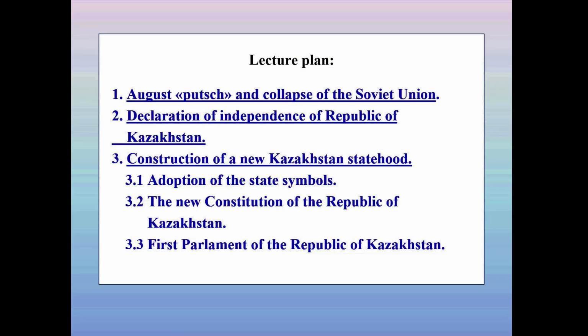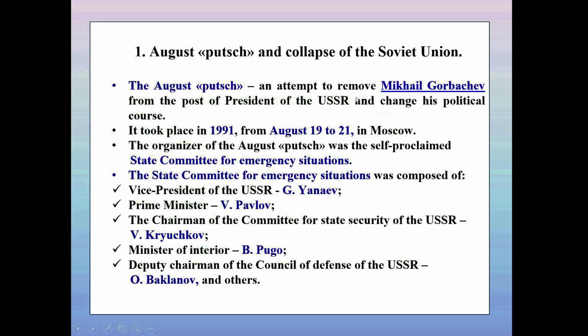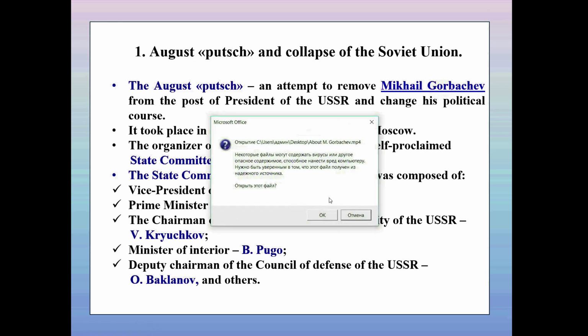Now let's look at the summary of each question. To do this, open the lecture plan. Well, let's start with question number 1. August Putsch and collapse of the Soviet Union. The August Putsch, an attempt to remove Mikhail Gorbachev from the post of President of the USSR and change his political course. A little information about Mikhail Gorbachev.